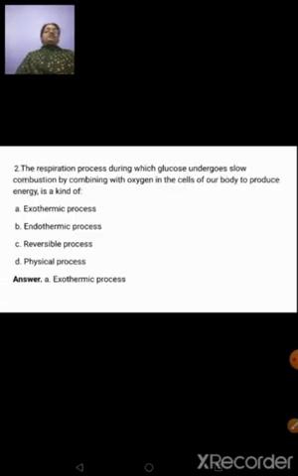Next question. The respiration process during which glucose undergoes slow combustion by combining with oxygen in the cells of our body to produce energy is a kind of production of energy, right? You all know that respiration is an example of an exothermic reaction. So the options are exothermic process, endothermic process, reversible process and physical process. So the answer will be option A, exothermic process.